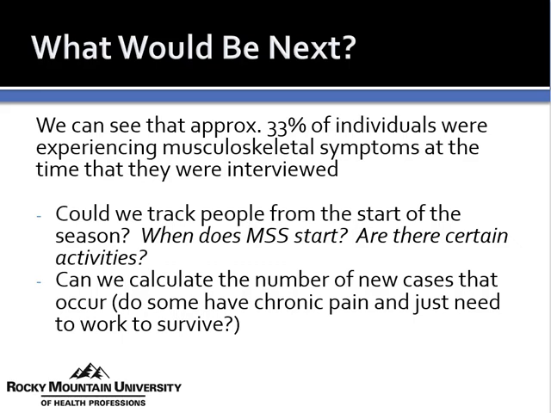Could we track people from the start of the season? Well, we could. What we did is we collected at the point in time that we met with them. But if we started at the start of the season, we could identify if people were experiencing symptoms or not. Maybe that would be a period prevalence study, or if everybody was free from disease or free from injury in this case, we would be able to then maybe do an incidence study.